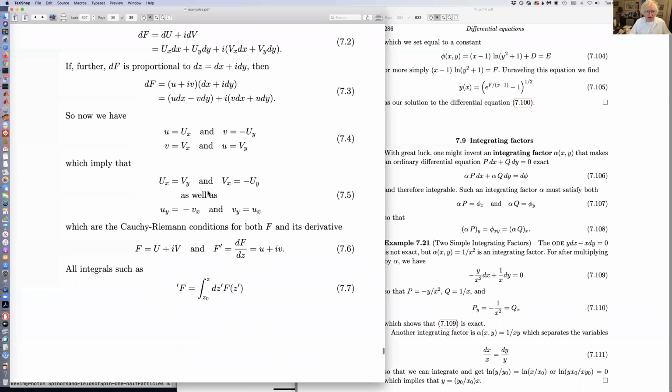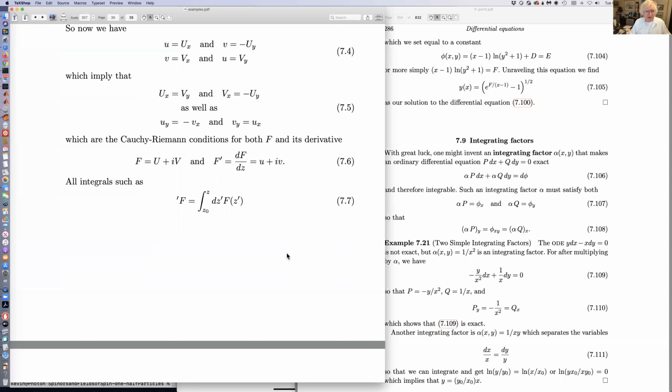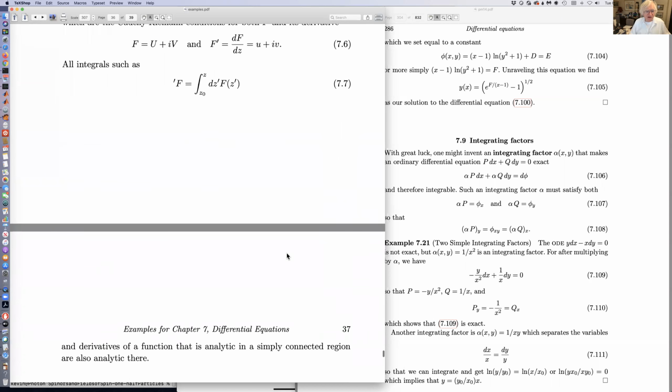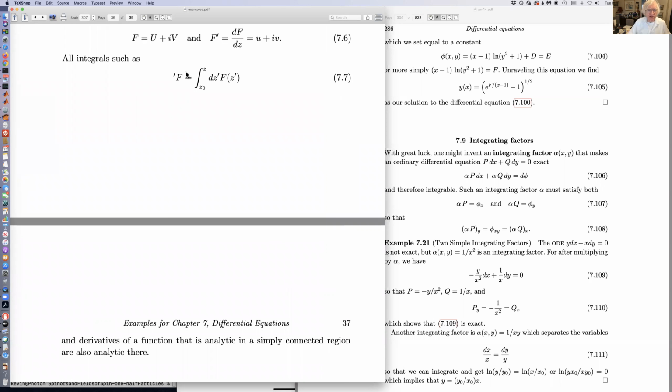And the second set are the Cauchy-Riemann equations for the derivative of f, which is u plus iv. So what we learn from this basically is that all integrals of an analytic function and all derivatives of an analytic function, a function that's analytic in a simply connected region, are analytic in that simply connected region.